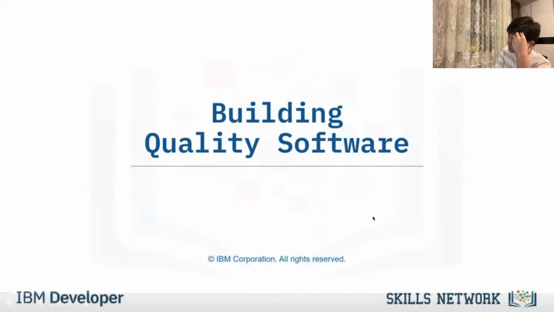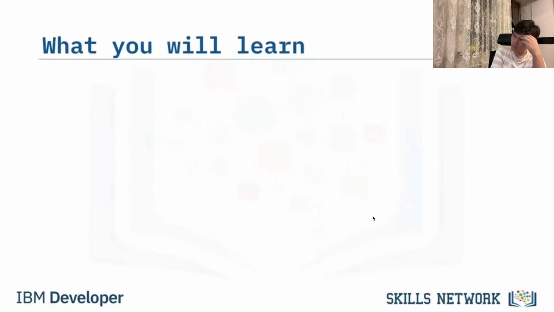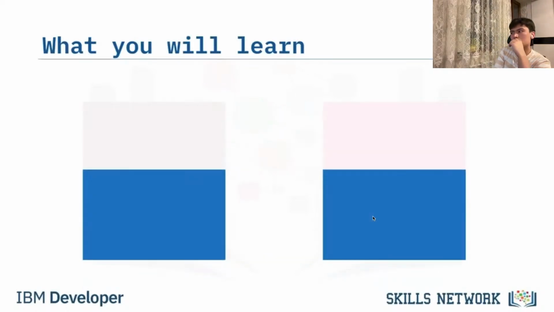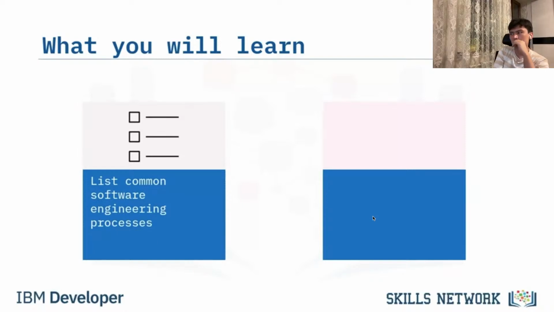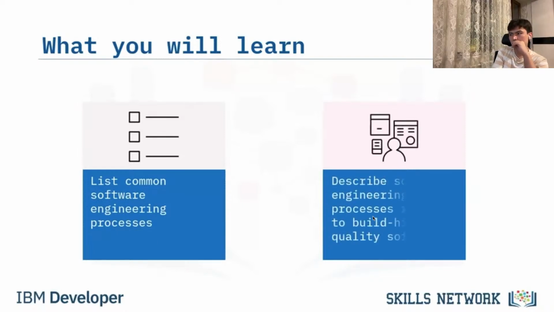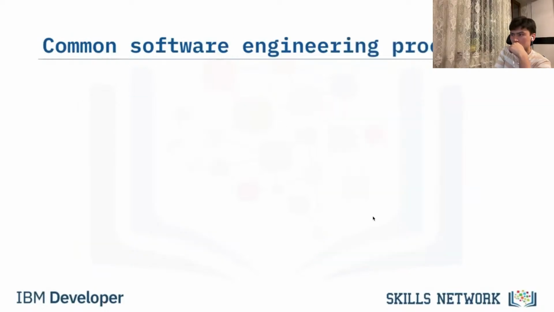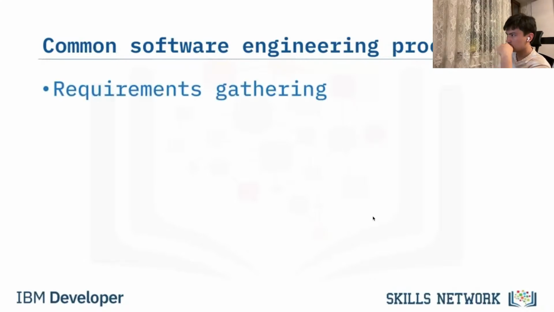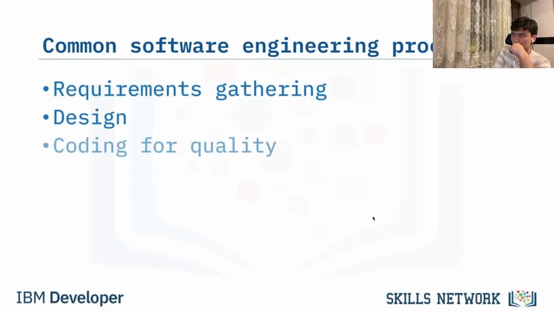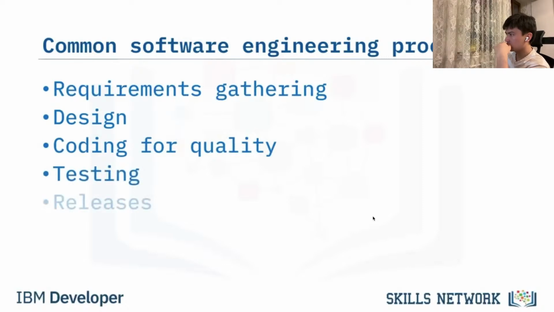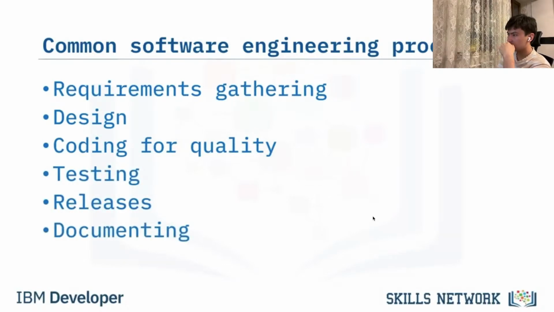Welcome to Building Quality Software. After watching this video, you will be able to list common software engineering processes and describe the common software engineering processes required for building high-quality software. There are numerous processes that are common to software engineering projects. In this video, we will discuss 6 of them: requirements gathering, design, coding for quality, testing, releases, and documenting.